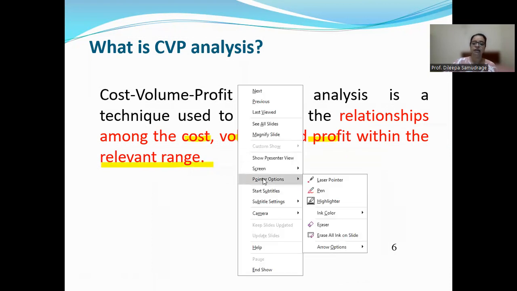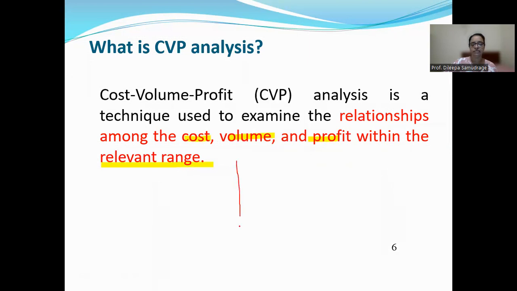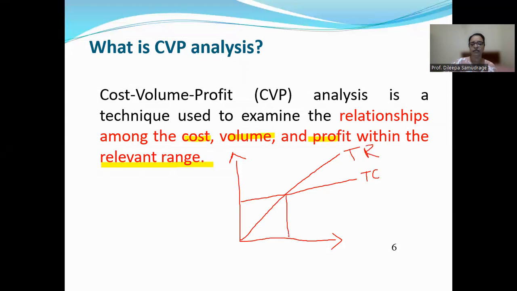When you consider this, we can draw it using a graph. This side volume, this side cost and revenues, right? You know how to draw a total revenue line. So this is your revenue, this is your cost. Why do we start here? The cost line, this is your total cost line. This is your total revenue line, right? So this is your break-even point.